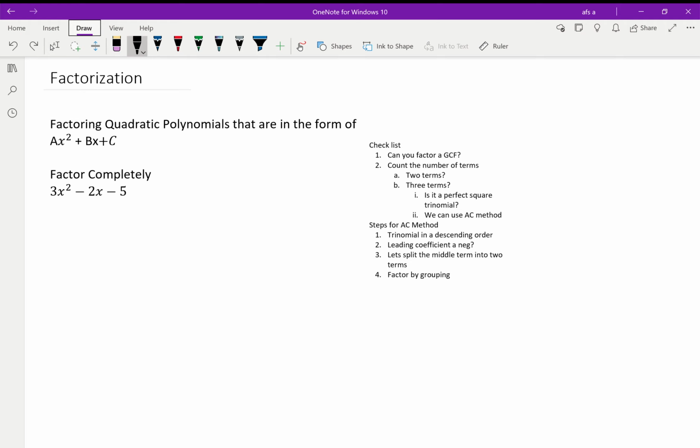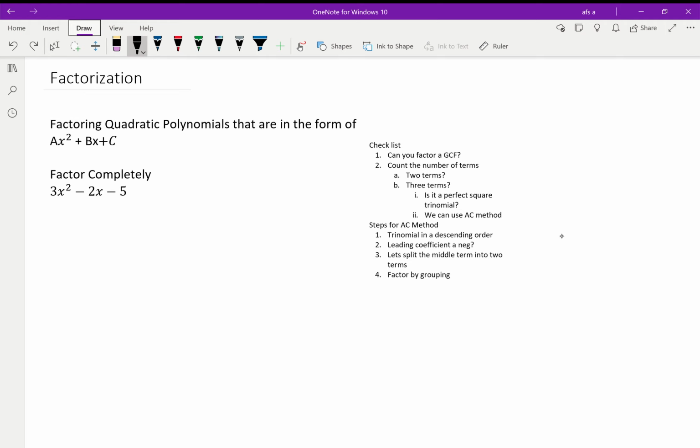Now, we're actually using the AC method. The first step in using the AC method is to make sure the trinomial is in descending order. If it isn't, let's move it into descending order. However, the given trinomial here is in descending order since, as you can see, it's 3x squared. The leading term is the x squared term. Then you have the simple x term. And then finally you have the constant. No need to worry about rearranging it. Next thing to check is if the leading coefficient is negative, which in this case it isn't.